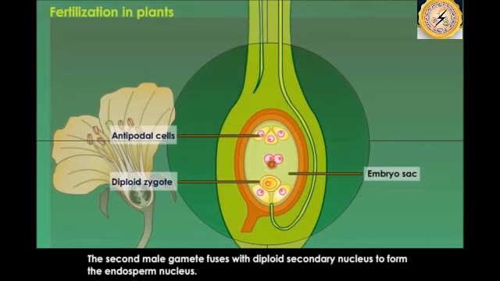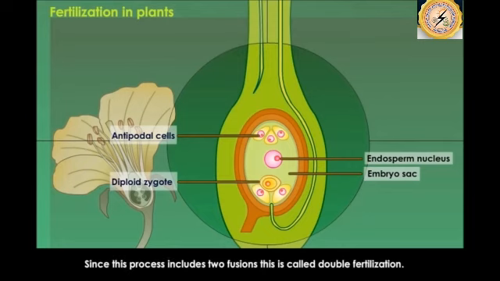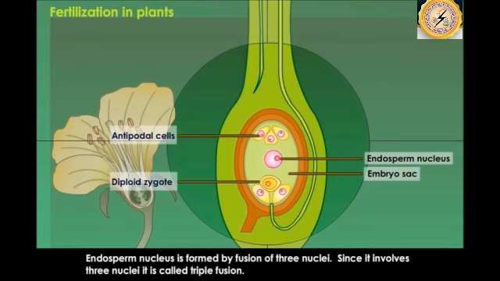And the second male gamete fuses with the diploid secondary nucleus to form the endosperm nucleus. And since this process includes 2 fusions, it is said to be the double fertilization. So basically 2 times the fertilization has taken place. The endosperm nucleus is formed by the fusion of the 3 nuclei. And since it involves 3 nuclei, it is said to be the triple fusion.